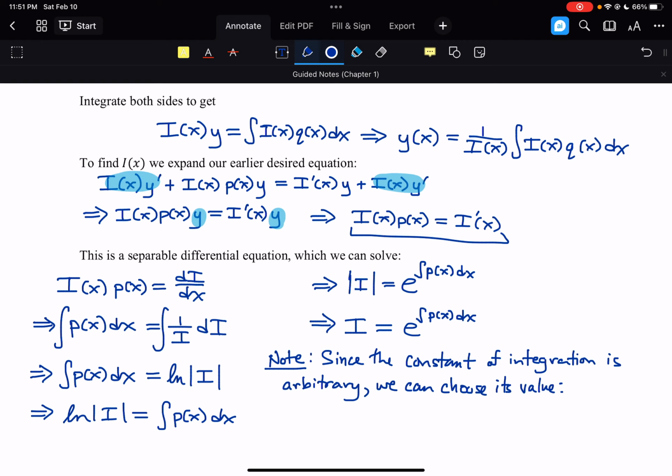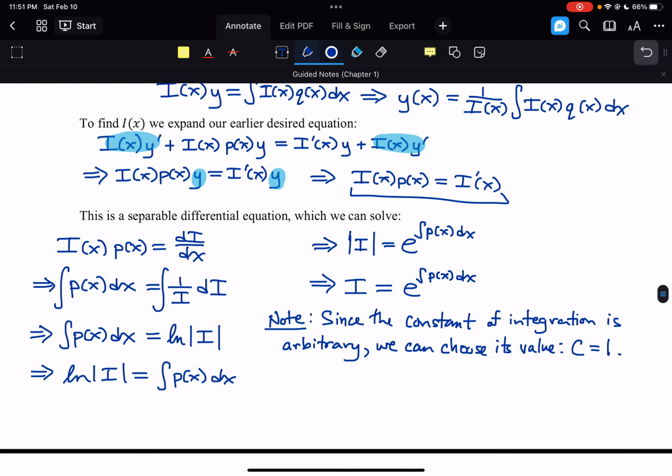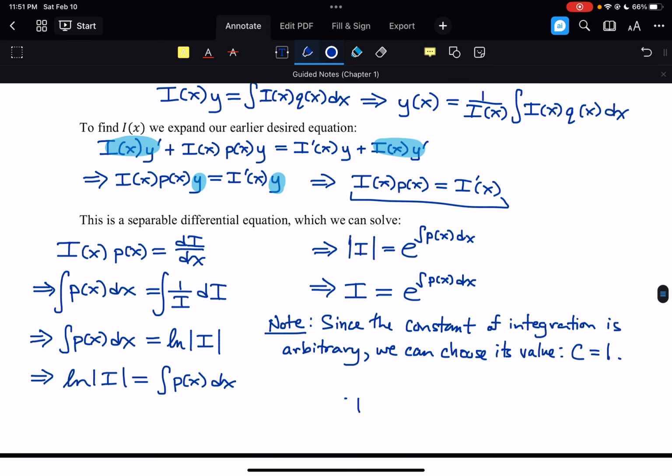We could choose it to be anything, but of course we want to choose it to be as simple a value as possible. So we're going to choose its value to just be 1. And I'm not talking plus 1 up here. I'm talking about when it comes down to the front, we get the c out in the front of the expression. That would be a 1. So in essence, it doesn't show up, and that's kind of the point. So I of x, this integrating factor, is e to the integral of p of x dx.